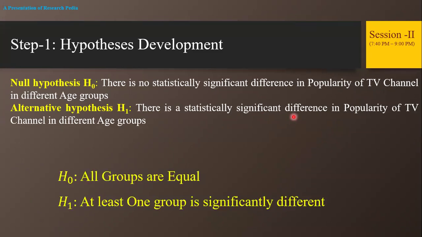So this is how you can develop your statistical hypothesis like H naught: all groups are equal, all age groups are equal, or H1: at least one group is significantly different. Or you can say that at least one group is not equal with others. So this is how you can prepare the hypothesis of a multi-group analysis. So how can we do it?